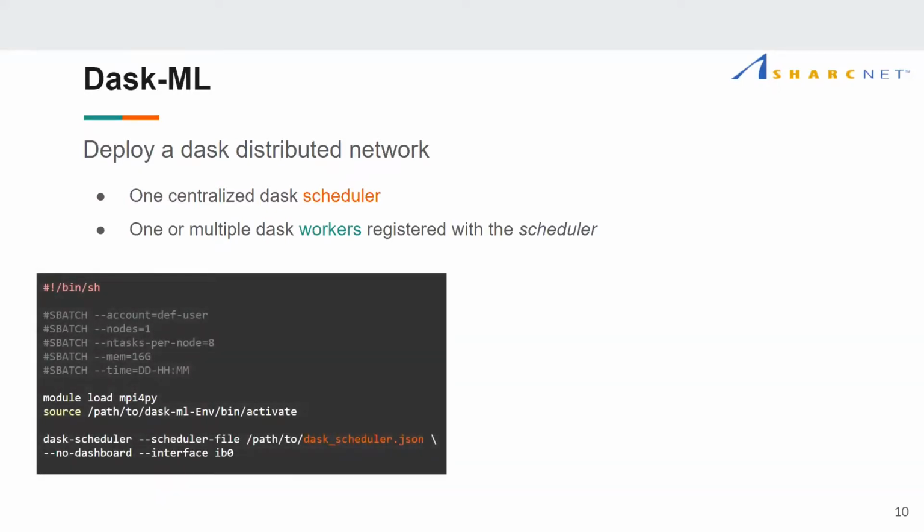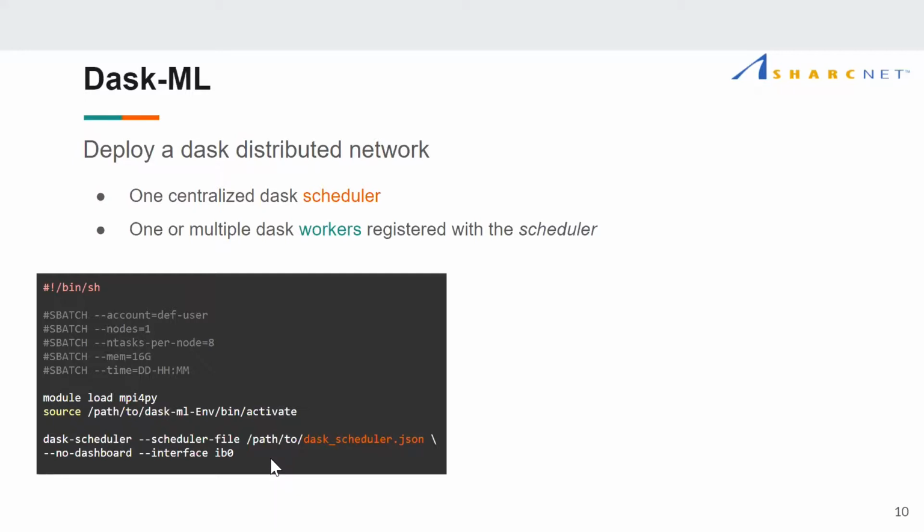Here is an example Slurm script for launching a Dask scheduler on a compute node. Once it is running, the URL of the Dask scheduler will be written into a file with the file name that you provided. The file will be written in JSON format. This is just a file name. It's supposed to be empty; it should not exist before you run this with the --scheduler-file option.